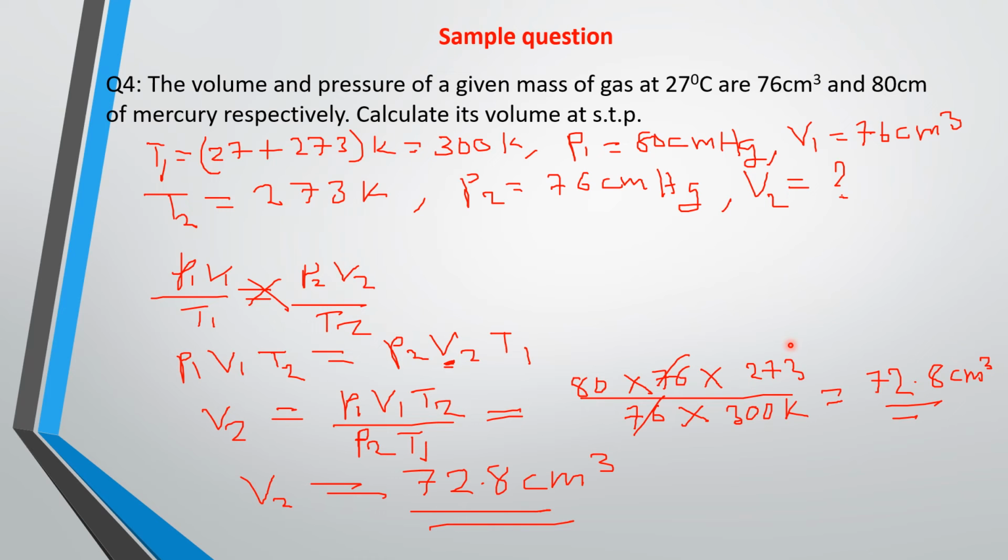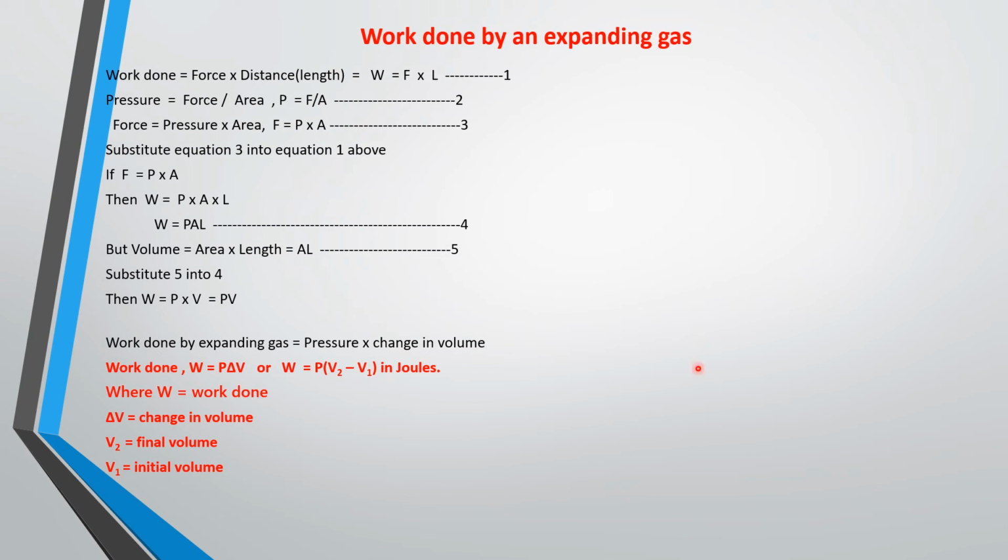Right, so thanks. So we are now going to look at, very briefly, work done by an expanding gas. When a gas expands, work is done, and from your normal understanding, work is equal to force times distance, right? And distance can actually be length, because you are measuring the space between two areas. So it can be length, it can be distance, as the case may be, and the two have the same unit too, right?